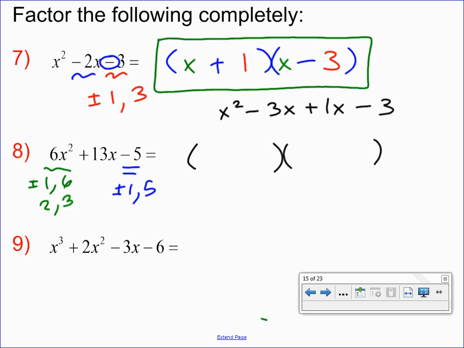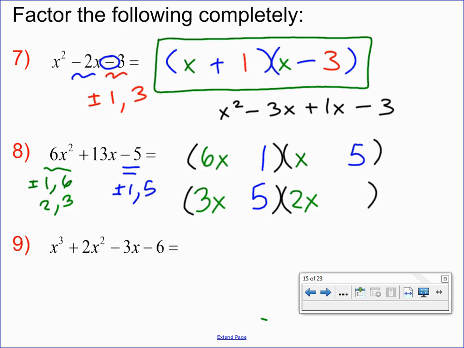So I'm going to go ahead and make a couple pairs of parentheses. All right, I'm going to try a 6x and an x. I'm going to try a 3x and a 2x. I'm going to try a 1 and a 5. I'm going to try a 5 and a 1.